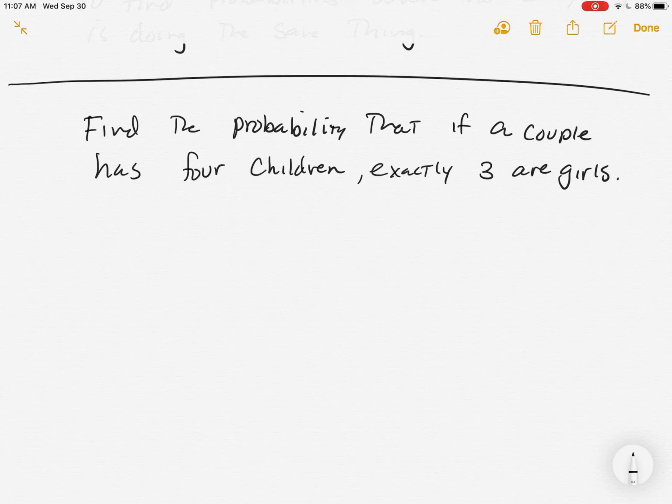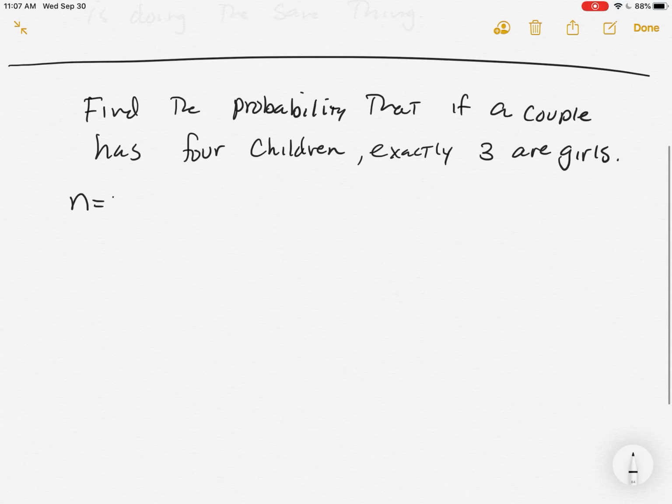The question that I want to ask you is, is this situation binomial? Are there a fixed number of trials? Yes, there are 4 children being born. Are there only 2 outcomes with each birth? Yes, either a boy or a girl. The way we're keeping track of this, we're focused on girls, so better stated, either a girl or not a girl. So a couple has 4 children, exactly 3 are girls, so it definitely meets the first 2 criteria.